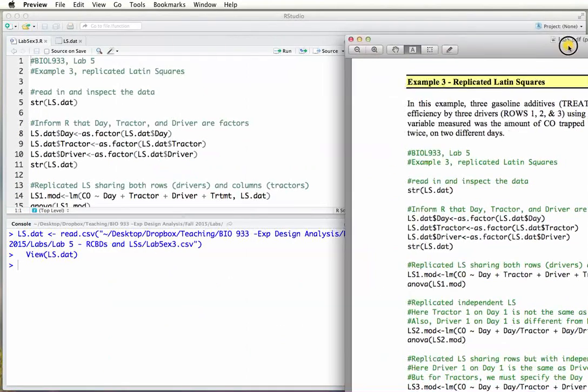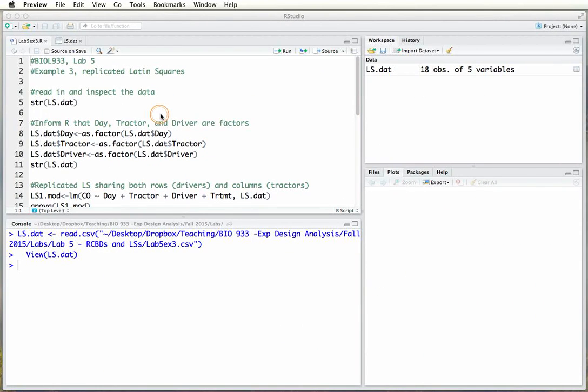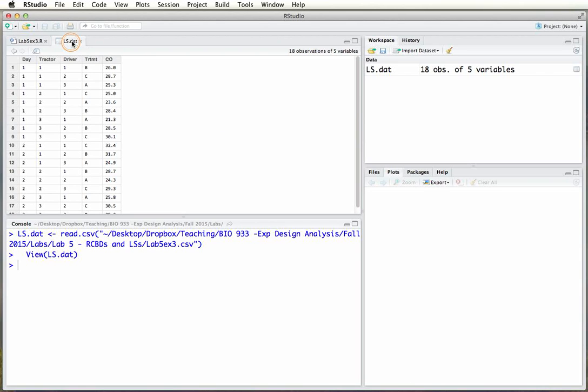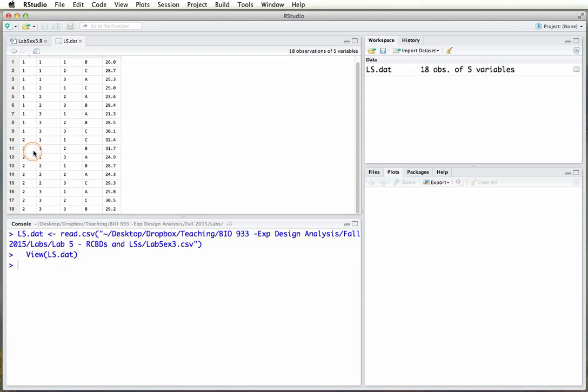Let's go ahead and look at the data set. I've opened up the script. This is example 3, lab 5. Here's the script, and I've brought in the data set associated with that, also called ls.dat. You'll notice in this data set, we have not only the treatment, the driver, and the tractor, so the 2 blocking variables, the treatment and the response. We also have this day column because the experiment was run twice.